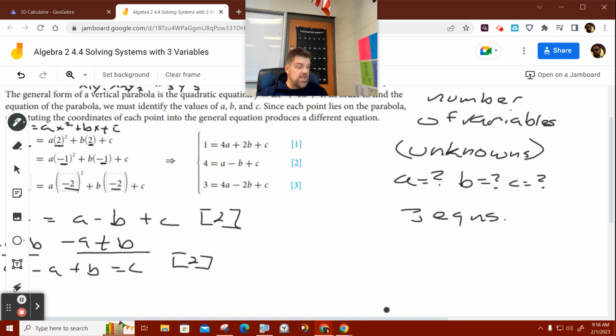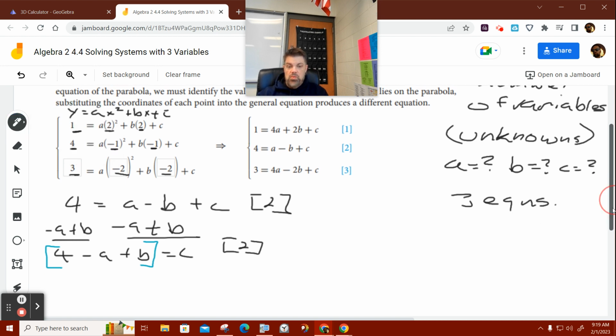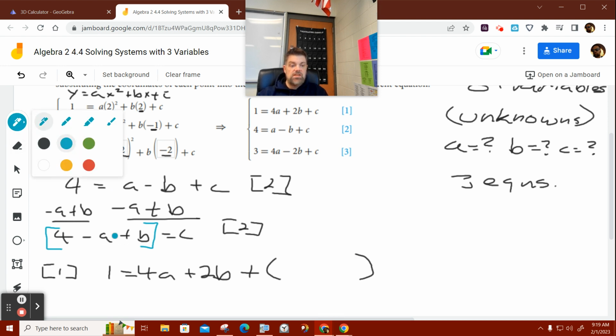Now I'm going to do the same thing. So now that I have that, that equals C. So now if I take equation 1, which is, I'm going to write in equation 1, it's 1 equals 4 times A plus 2 times B plus C. But I'm going to substitute in this right here because it's equal to C.